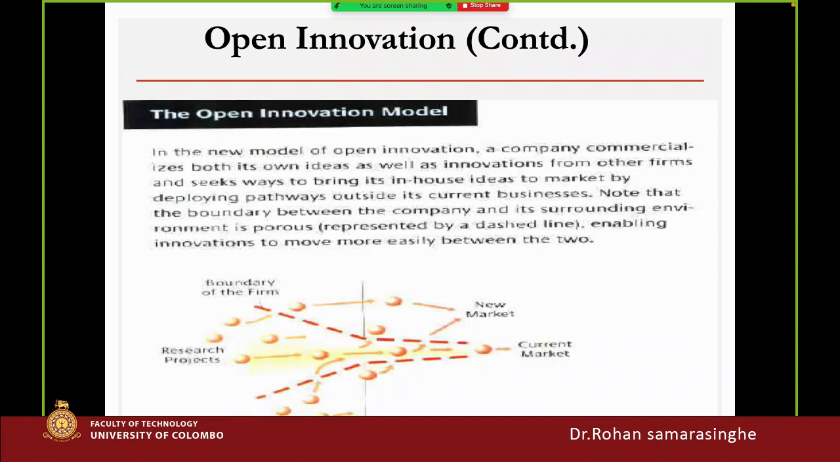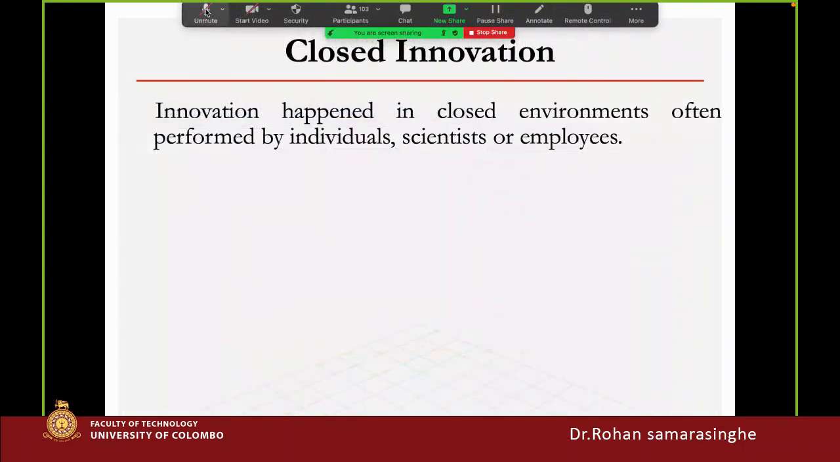In the new model of open innovation, the company commercializes both its own ideas as well as innovations from other firms, and seeks ways to bring its in-house ideas to market by developing pathways outside its current businesses. So then both parties can get the advantages. The company can get the advantages by increasing their profits, as well as the external parties can sell their items with the company name. Both parties can get the advantages.